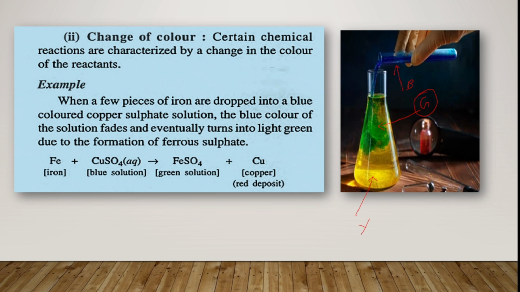This is just an illustration. In your book, the example is given as a few pieces of iron dropped in a blue colored copper sulfate solution. The blue color of the solution fades and eventually turns into light green due to the formation of ferrous sulfate. So these are for understanding whether chemical reactions have taken place or not.